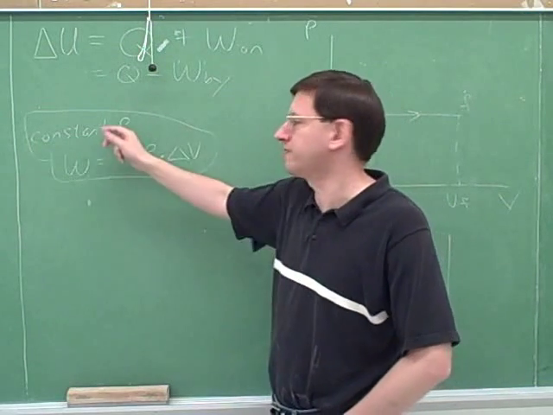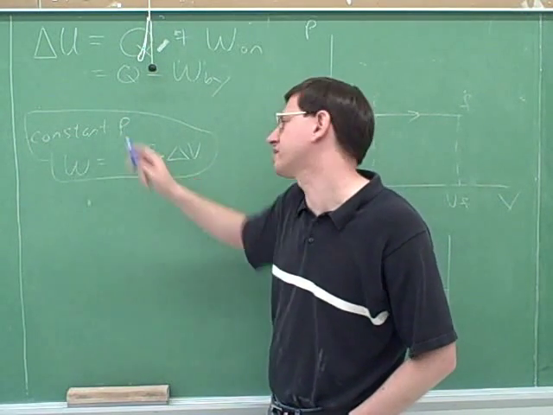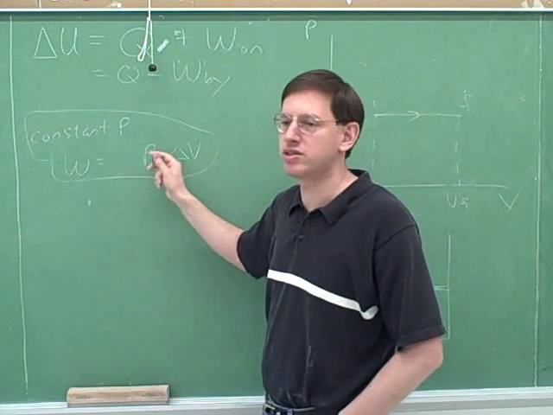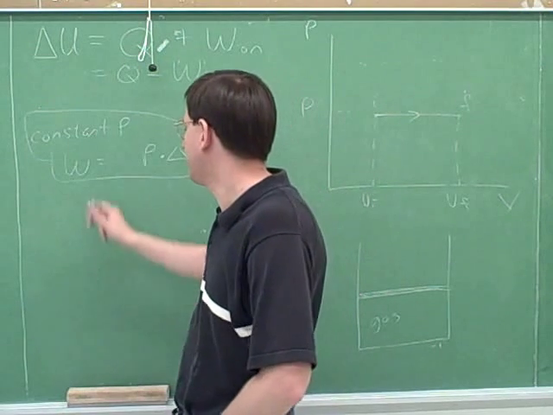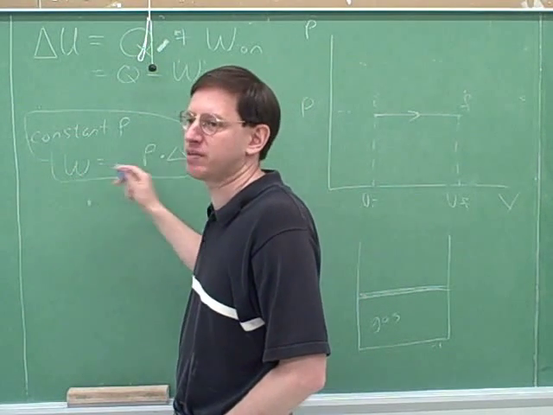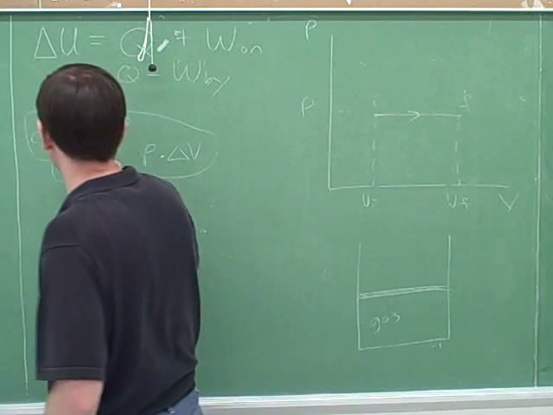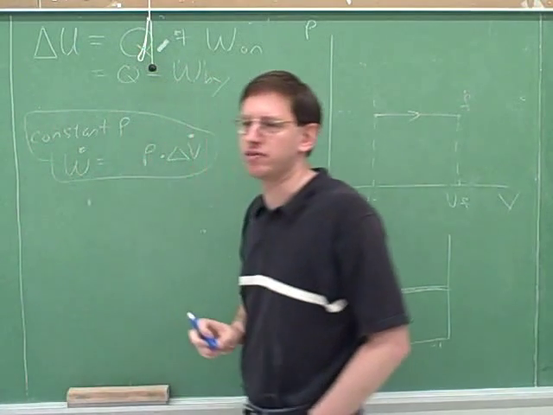Now you have to label this as only for constant pressure, because if the pressure wasn't constant, we wouldn't have a rectangle, and we couldn't use this formula. This is only the work for constant pressure. And I haven't bothered saying whether this is work done on or by. That depends on whether you're expanding or contracting. So maybe we should just say, this will give you the magnitude of the work.